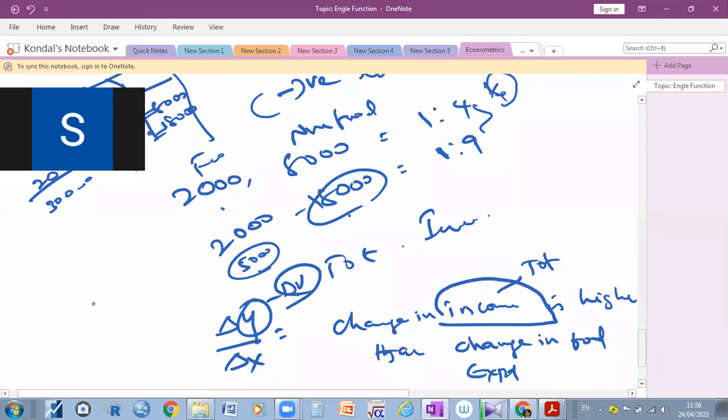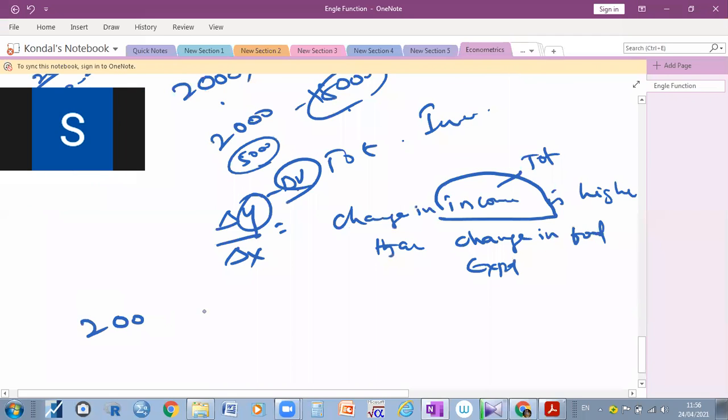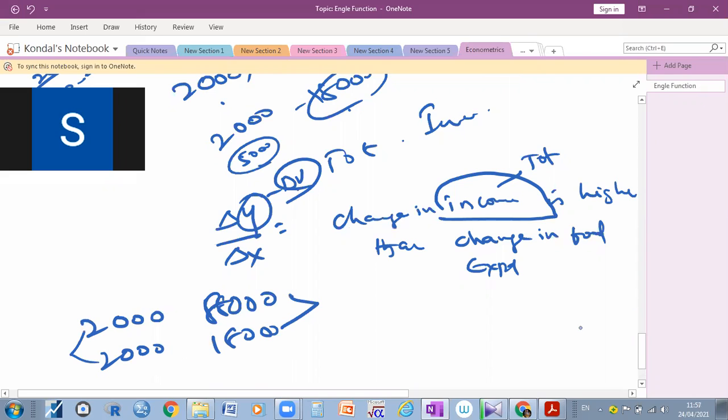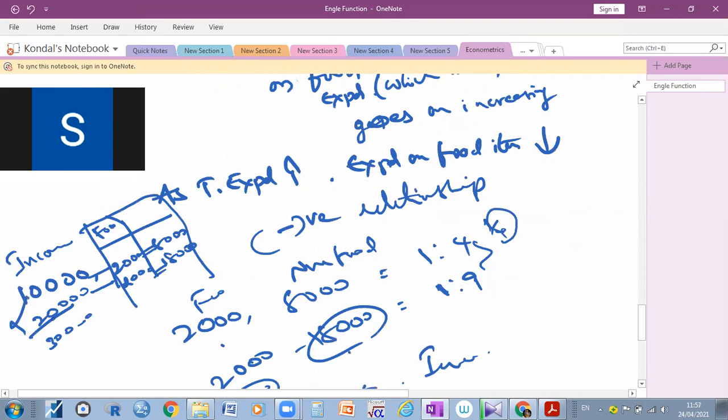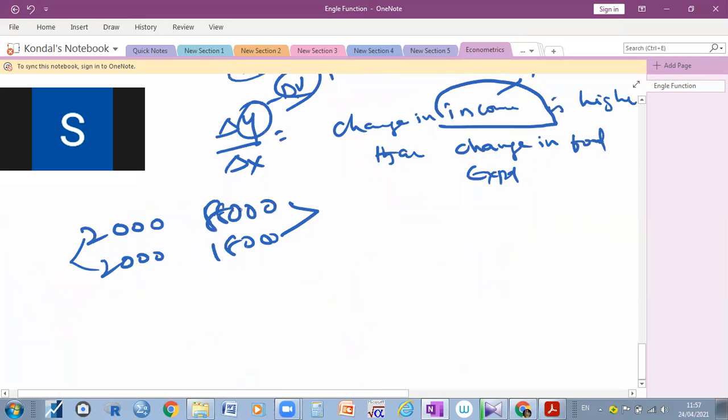For example, take 10,000 and 20,000. If you take income, no problem. When your income is 10,000, you spend 2,000 on food items. When your income is 20,000, you spend 2,000 only. So here, how much change is there in income?